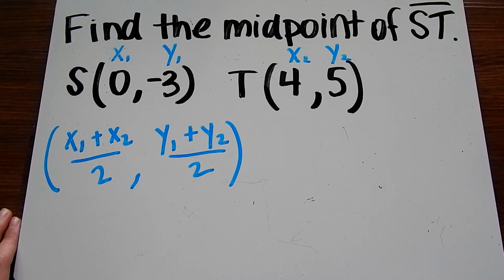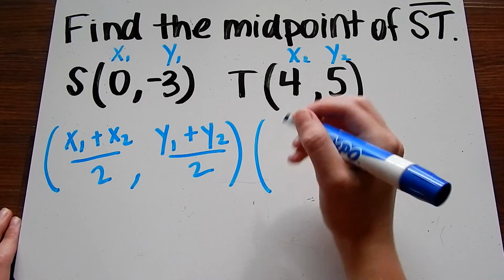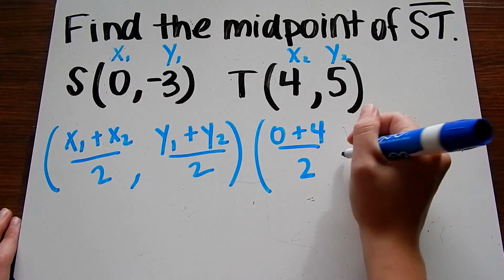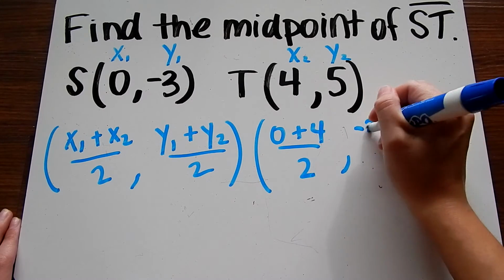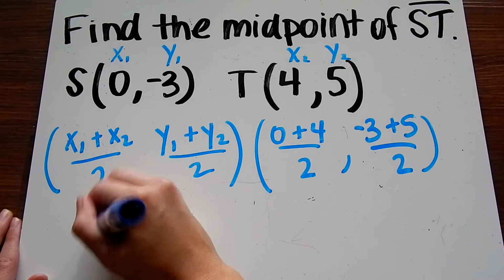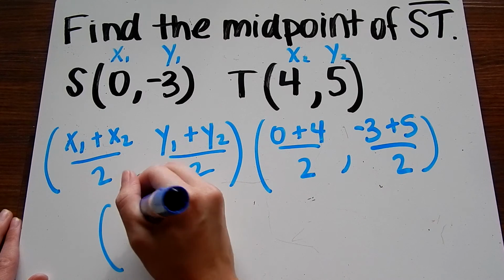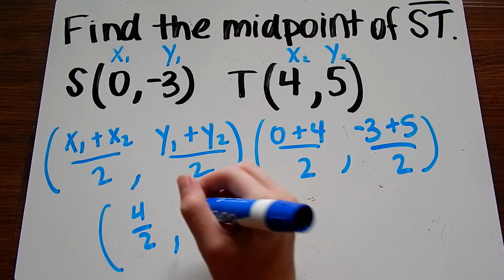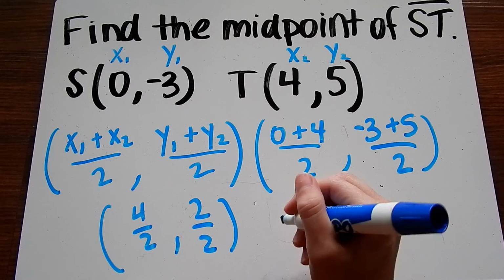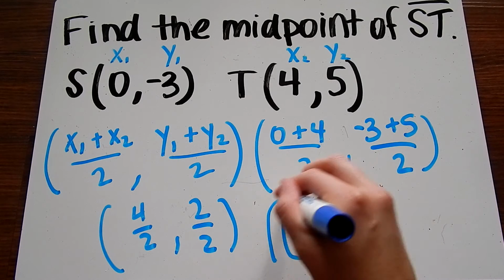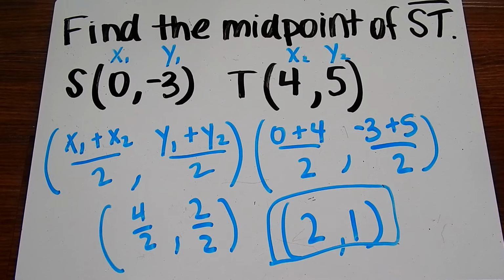So for our X coordinate, it's going to be 0 plus 4 divided by 2, x1 plus x2. Y is going to be -3 plus 5 divided by 2. Now we can just add the top. 0 plus 4 is 4 divided by 2. -3 plus 5 is 2. Divide that by 2. So our answer is going to be 2, 1. That is the midpoint for our line ST.